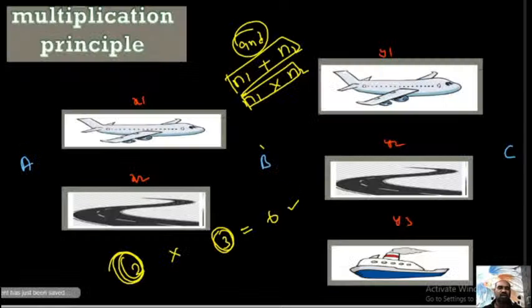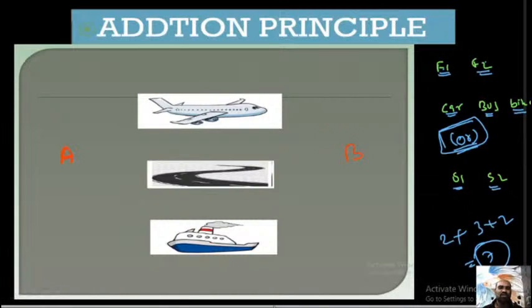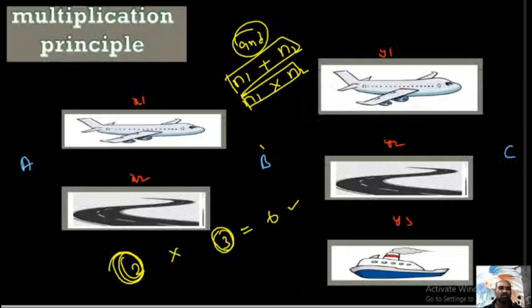Actually, we have two types of counting principles. One is the addition principle or sum rule, another one is the product rule. Okay, I hope you people understood.